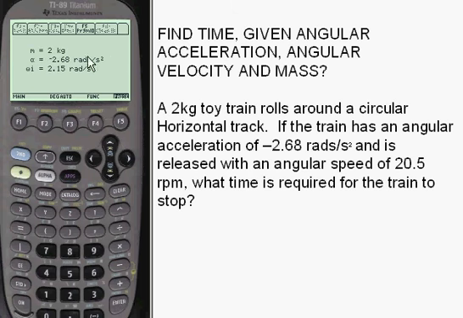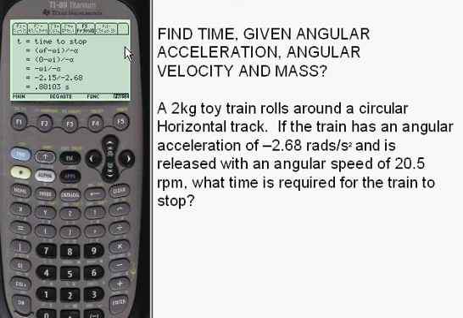I show you what you've entered. Here's 2 kilograms for the mass. Here's the angular acceleration of minus 2.68, and then the angular velocity, 2.15 rads per second. I say it's okay. You could have changed it if you messed up or something. I always give you that option.